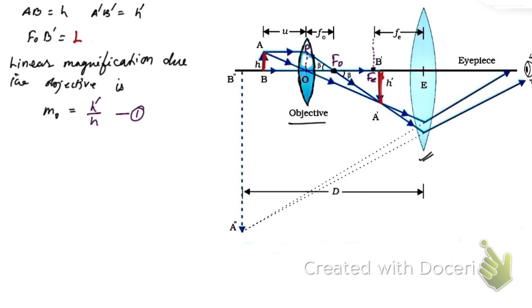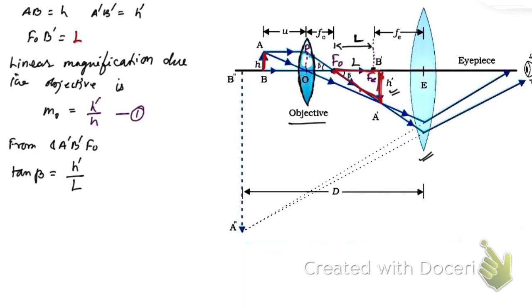Now let us consider this triangle. From triangle A' B' F0, we get tan beta is equal to h' by, this length is L, I have already mentioned, so that's going to be h' by L.